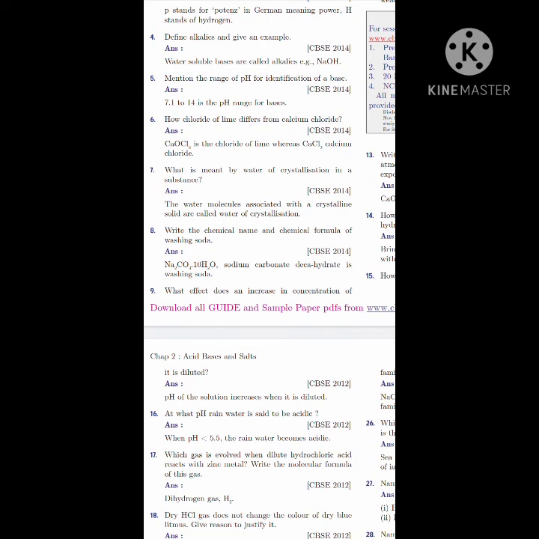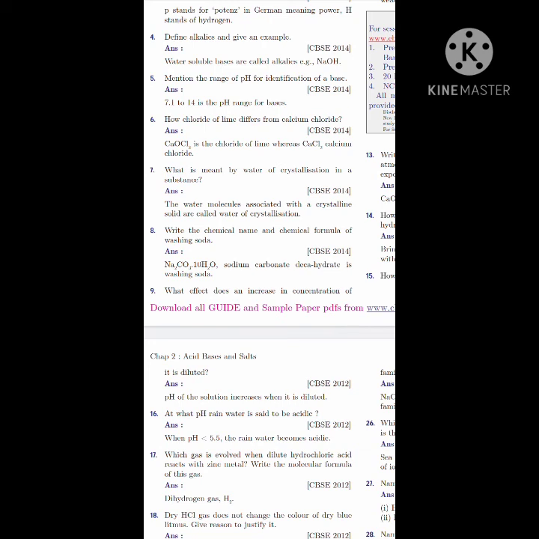Next, write the chemical name and chemical formula for washing soda. Very easy. Na2CO3·10H2O, that is sodium carbonate decahydrate. Deca in the sense 10 molecules of water. Decahydrate is washing soda. That is the chemical formula.